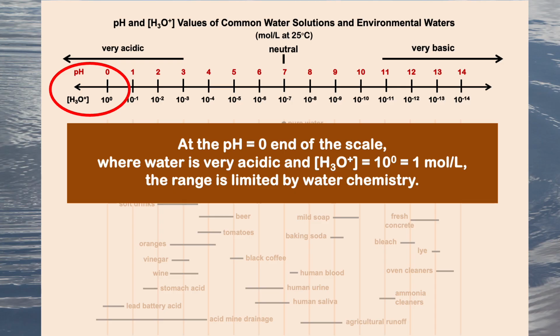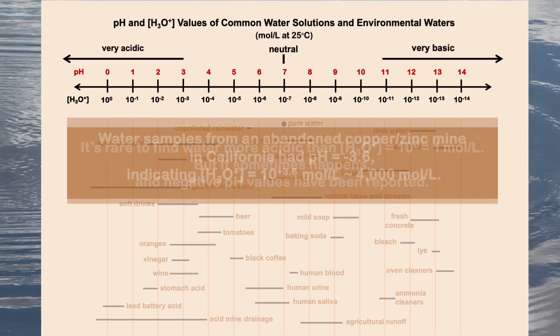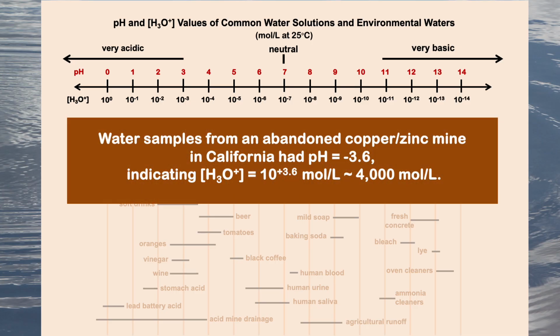Although it's very rare to find water more acidic than pH equals 0, it can happen, and negative pH values have been reported. The most acidic water I have seen referenced is from an abandoned copper and zinc mine on Iron Mountain in California, now a Superfund site. Samples collected there in the 1990s had pH equal minus 3.6, a hydronium ion concentration of 10 to the 3.6 moles per liter, about 4,000 moles per liter.